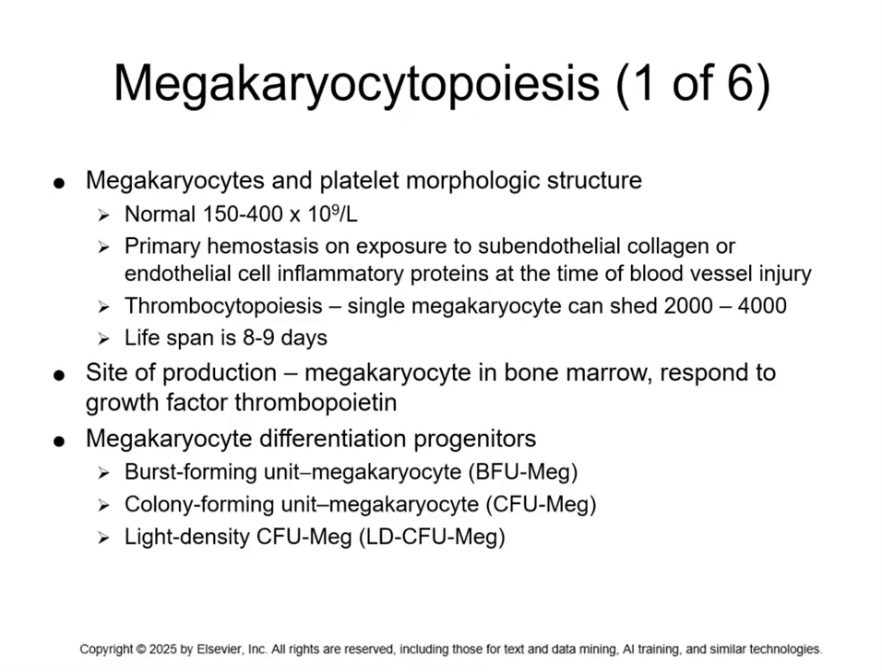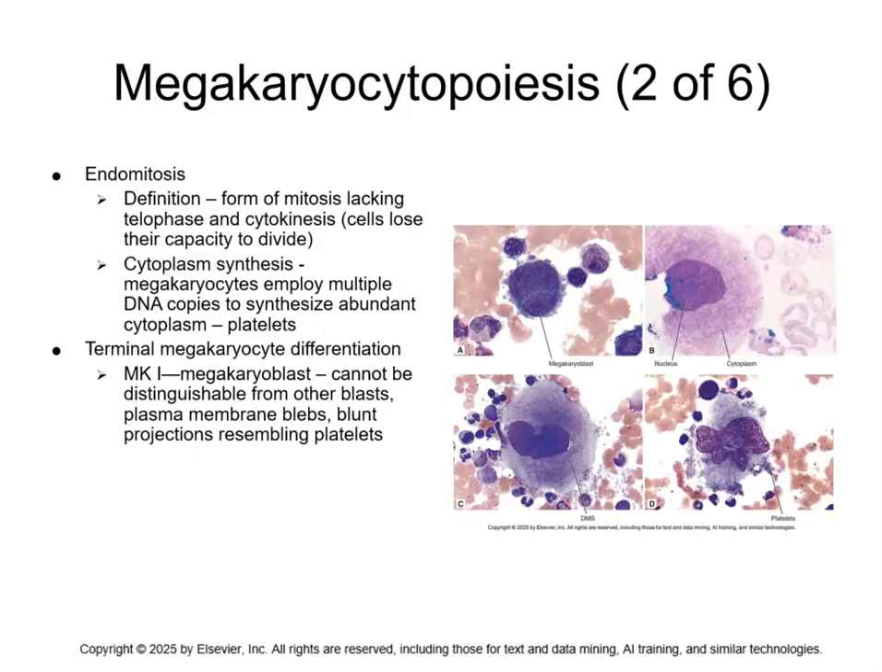So normally a megakaryocyte can shed, you can see 2,000 to 4,000 platelets a day, and the lifespan for a platelet is 8 to 9 days. So the megakaryoblast, let's look at the next picture here. The megakaryoblast, which you can see a picture of there, that's usually just in the bone marrow. Almost all of these are in the bone marrow except for the platelets, of course.